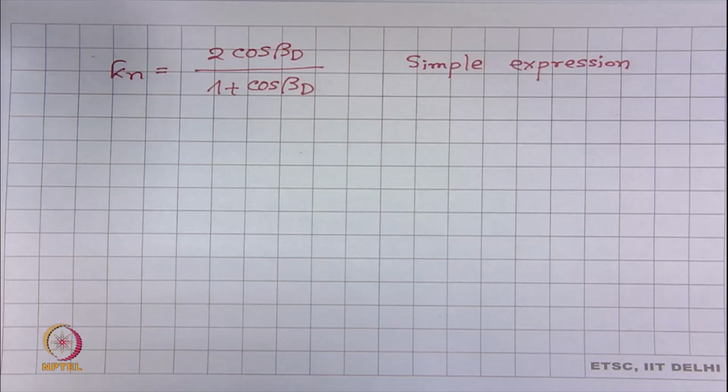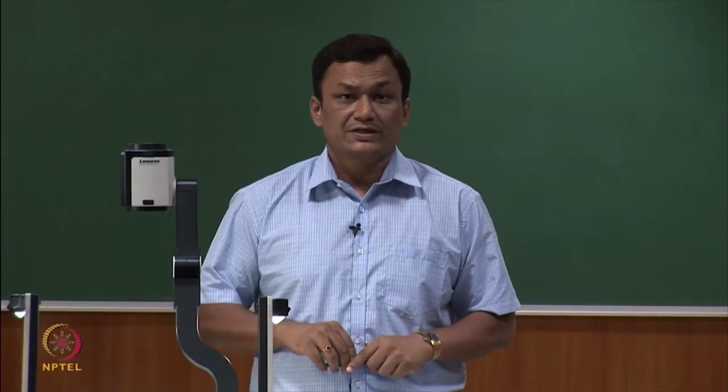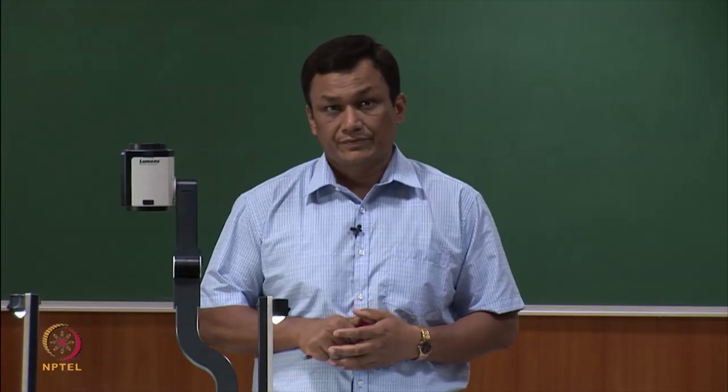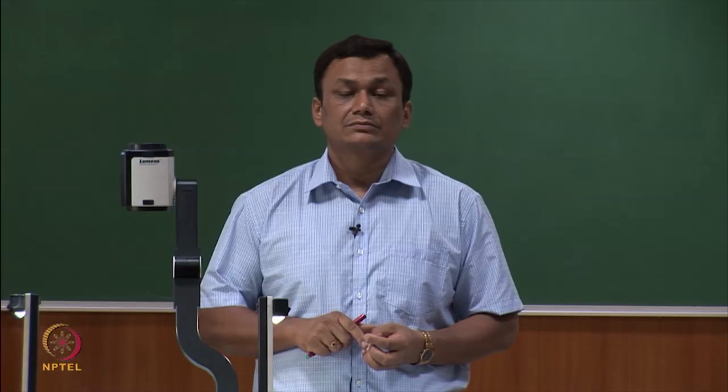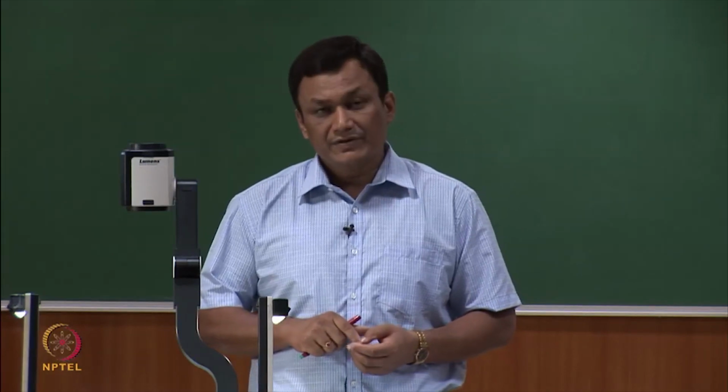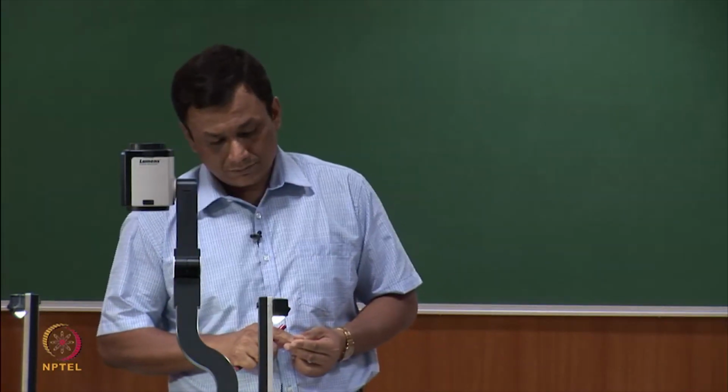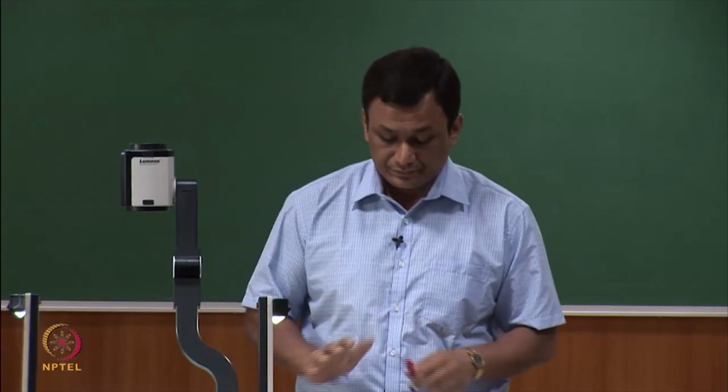Hence, it is more acceptable. So, we found quite simple expression for coefficient k n, 2 times cos beta d by 1 plus cos beta d. It can be made further simple, you can try for that.